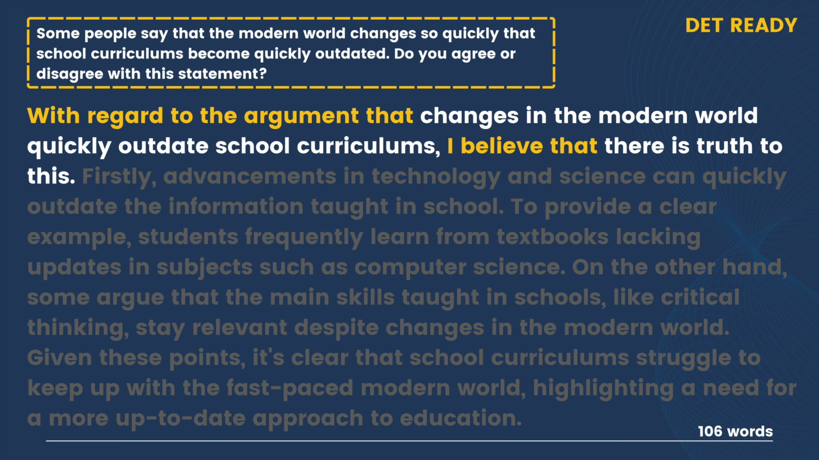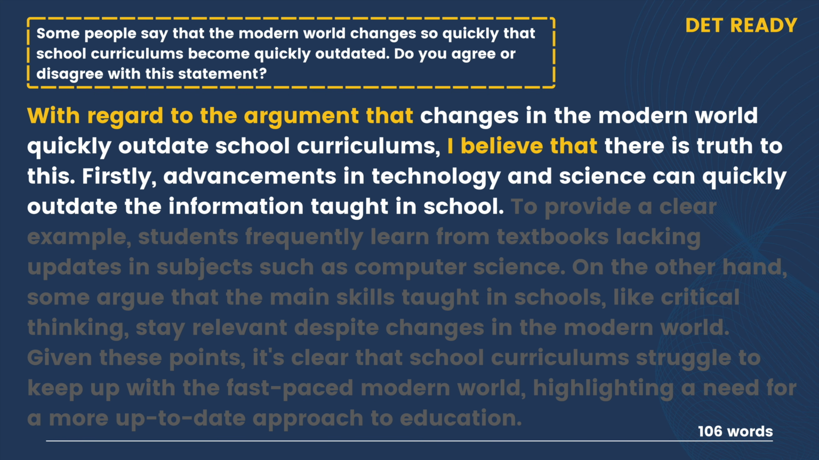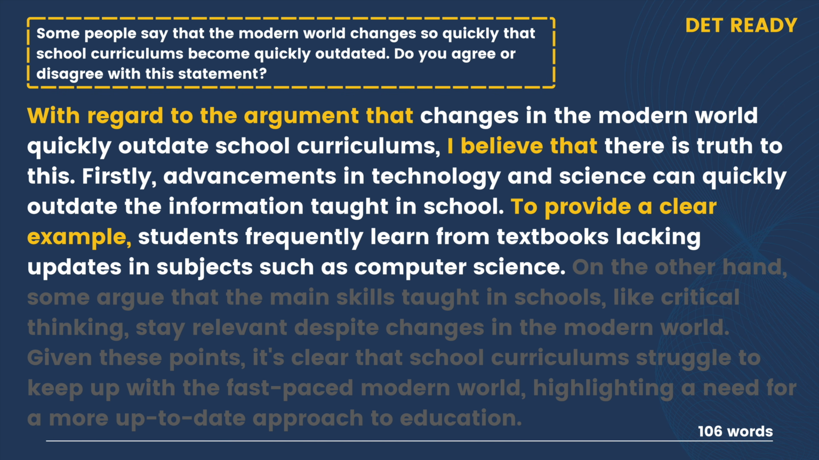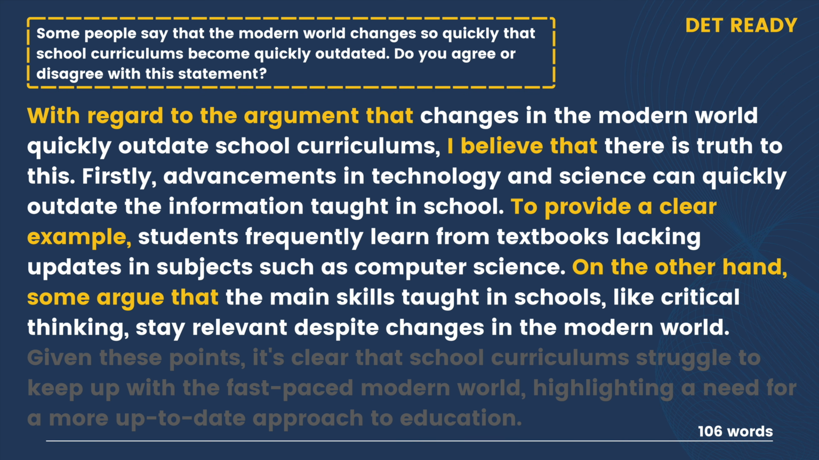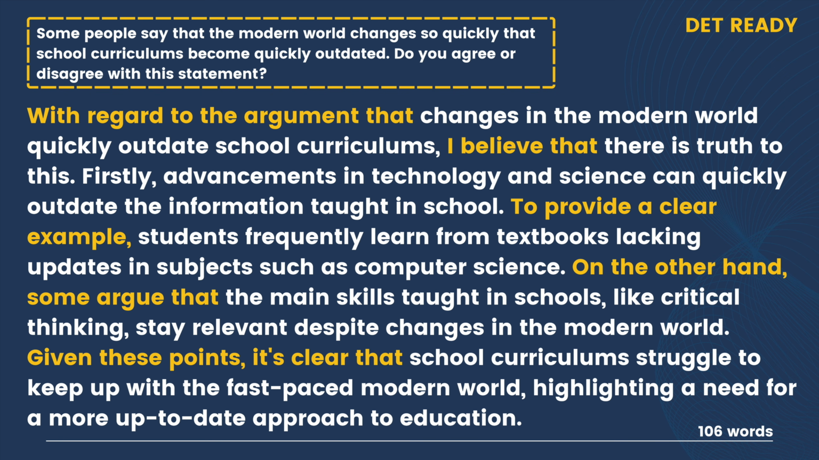"With regard to the argument that changes in the modern world quickly outdate school curriculums, I believe that there is truth to this. Firstly, advancements in technology and science can quickly outdate the information taught in school. To provide a clear example, students frequently learn from textbooks lacking updates in subjects such as computer science. On the other hand, some argue that the main skills taught in schools, like critical thinking, stay relevant despite changes in the modern world. Given these points, it's clear that school curriculums struggle to keep up with the fast-paced modern world, highlighting a need for a more up-to-date approach to education."